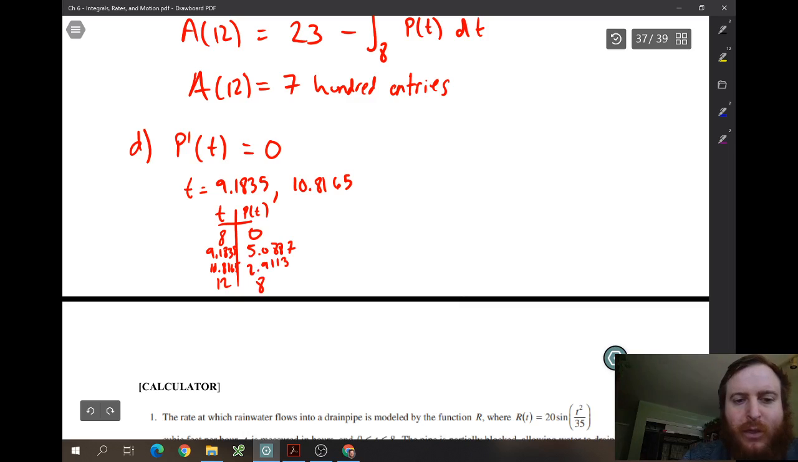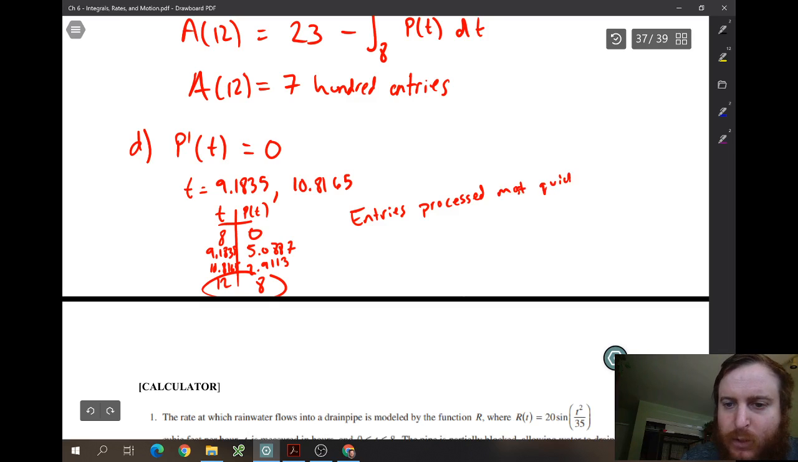And so the entries are being processed the most quickly at 8, right? That's our maximum. So entries processed most quickly at time 12, right? Where it's 800 entries per hour.